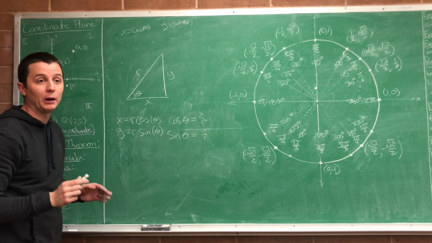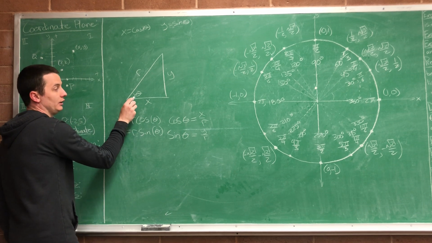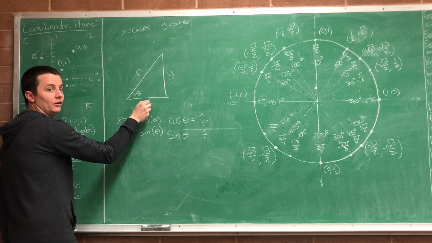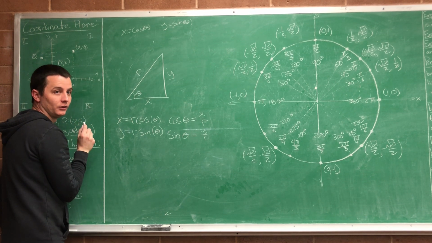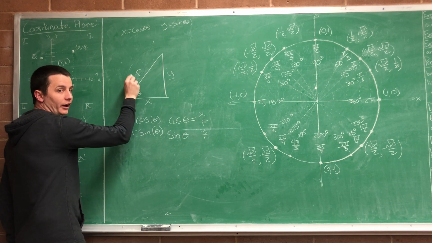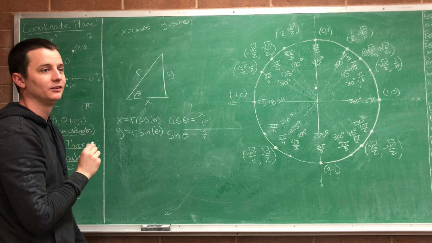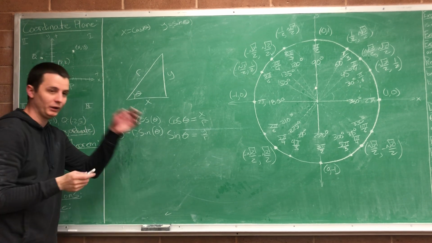Yeah. And this is probably how they were first introduced to you. Cosine of an angle gives you the adjacent over hypotenuse. Sine of the angle gives you the opposite over the hypotenuse. Were you taught SOHCAHTOA? Oh, you weren't? Okay, now I don't even need to make that connection.